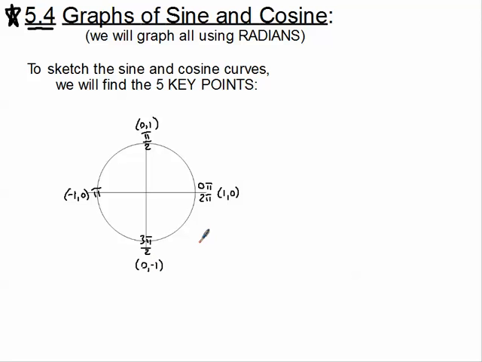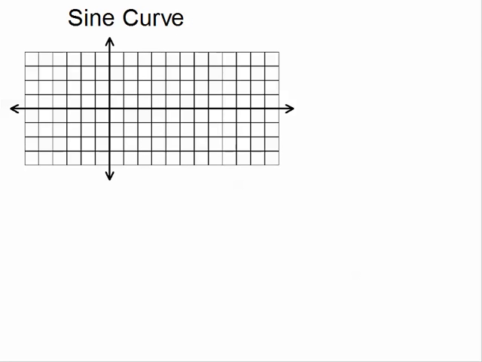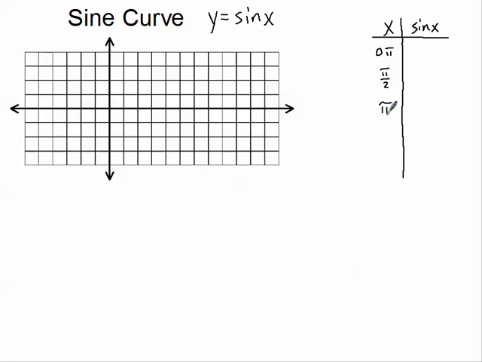So let's explore that. I'm going to first look at the sine curve. So we're talking about the function y equals the sine of x. We're going to generate a t-table first. So we're going to get x, and then we're going to get the sine of x over here. We just said that the 5 key points, the 5 easy angles, we're going to use are 0 pi, pi over 2, pi, 3 pi over 2, and 2 pi.